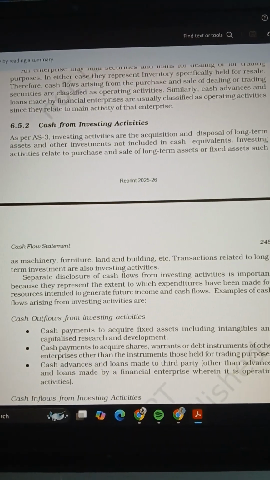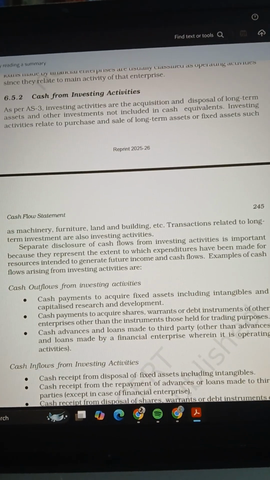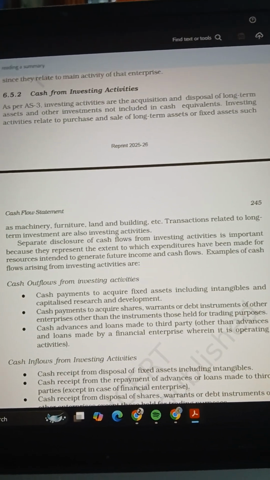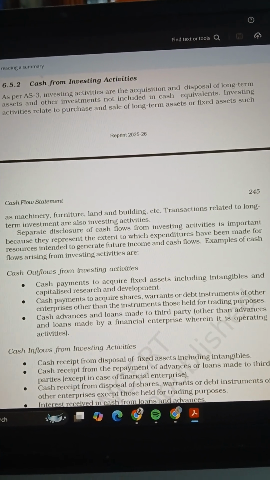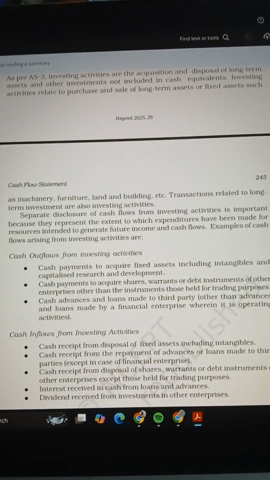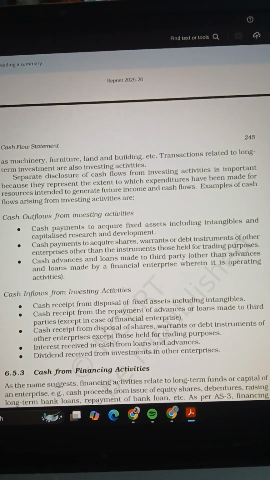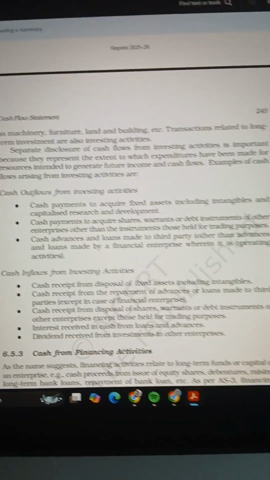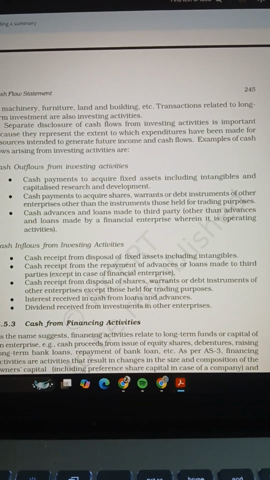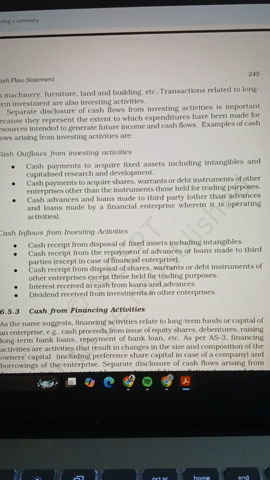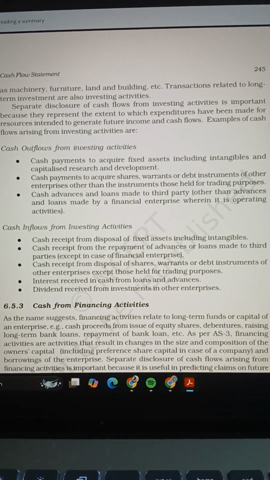Cash from investing activities. As per Accounting Standard 3, investing activities are the acquisition and disposal of long-term assets and other investments not including cash and cash equivalents. Investing activities relate to the purchase and sale of long-term assets or fixed assets such as machinery, furniture, and land and building, etc. Transactions relating to long-term investments are also investing activities. Separate disclosure of cash flows from investing activities is important because they represent the extent to which expenditures have been made for resources intended to generate future income and cash flows.